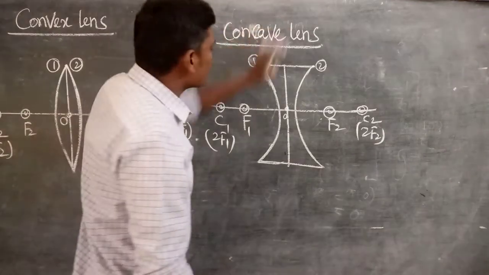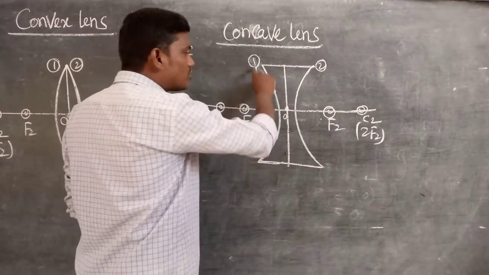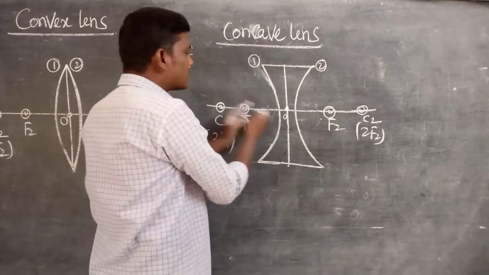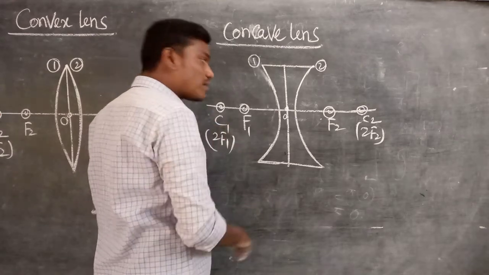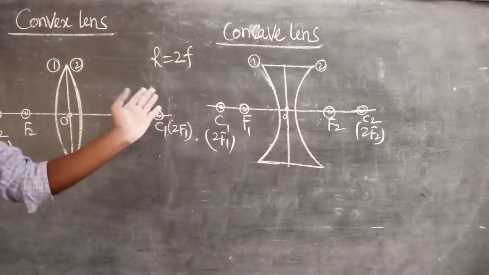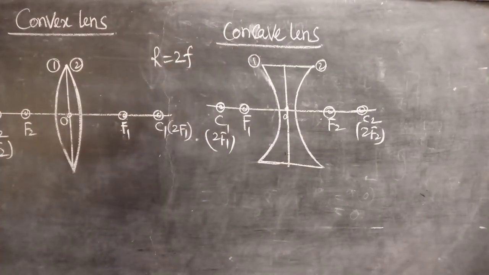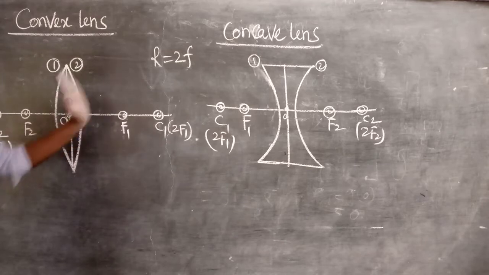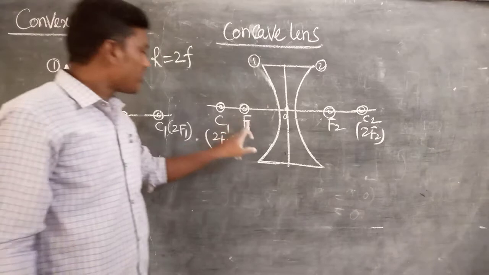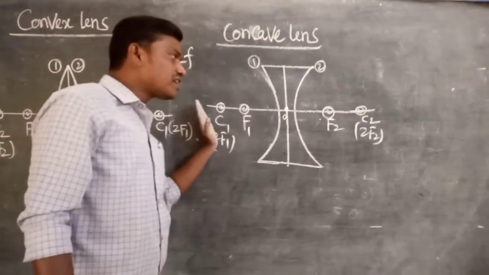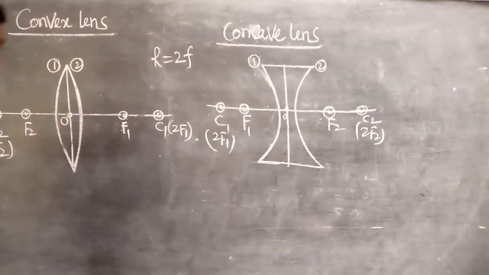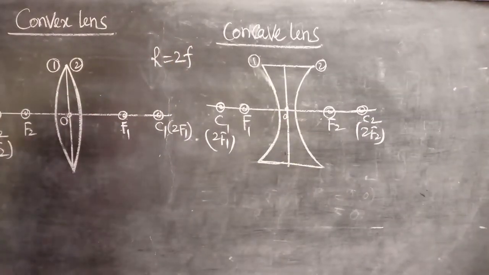Next, in case of concave lenses, there are also two concave spherical surfaces. In this one, F1 and C1 are on the same side of the object. F2 and 2F2 are on the other side of the object. Here F1 and C1 are on the same side of the object, F2 and C2 are on the other side of the object. Just opposite.